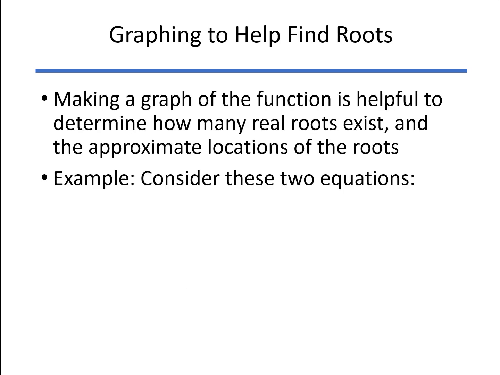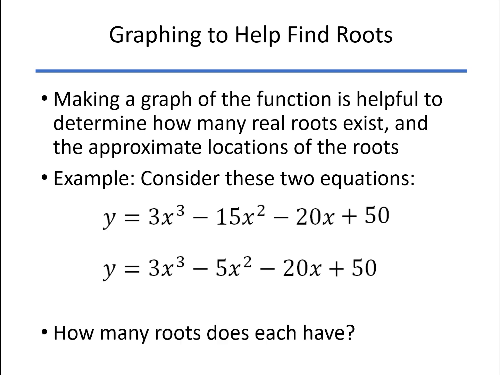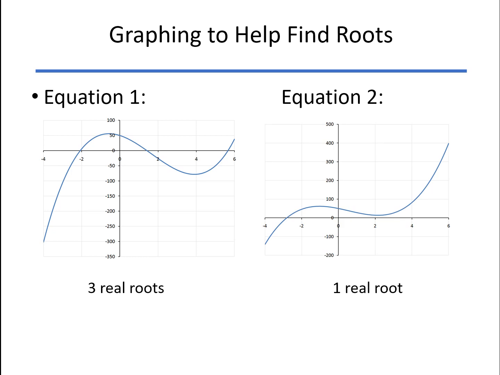Okay, as we said, making a graph is a pretty good idea because you know how many real roots there are going to be and about where they are. So here are two equations that look almost alike. The only difference is that second term, minus 15x squared or minus 5x squared. But if I graph them, we can tell how many real roots each one has. For the first equation, you can see it passes through the x-axis 3 times, so 3 real roots. Equation 2 only has one real root, but we do know it's a third-order polynomial, so there are 3 roots. It's just that 2 of them are complex roots.